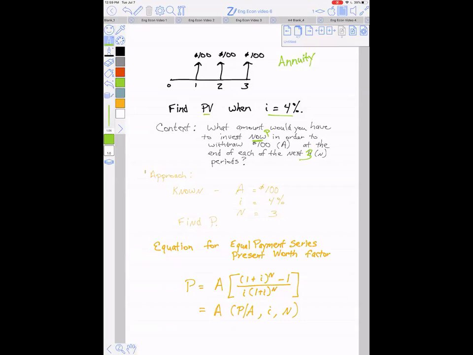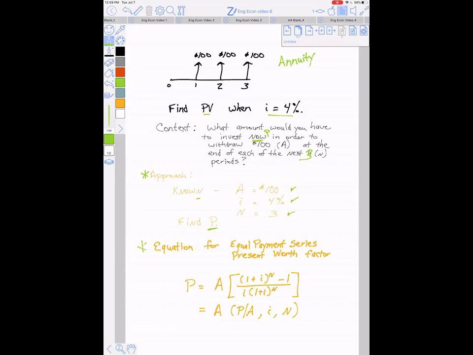So here's the approach that we'll use. Let's find our knowns and then figure out what we have to figure out. The knowns are: the annuity is $100, the interest rate is 4%, and the time period is 3. That payment happens 3 times. The unknown, what we're looking for, is to find P.